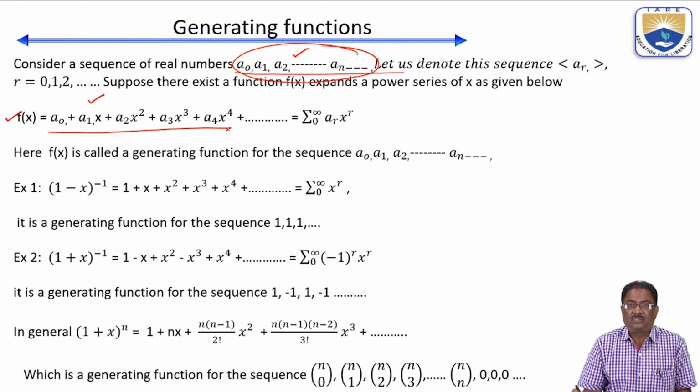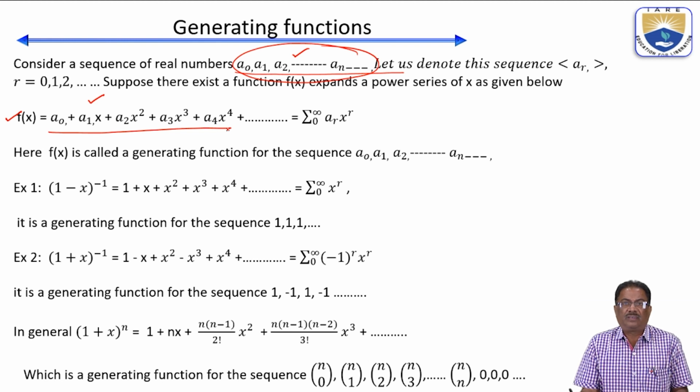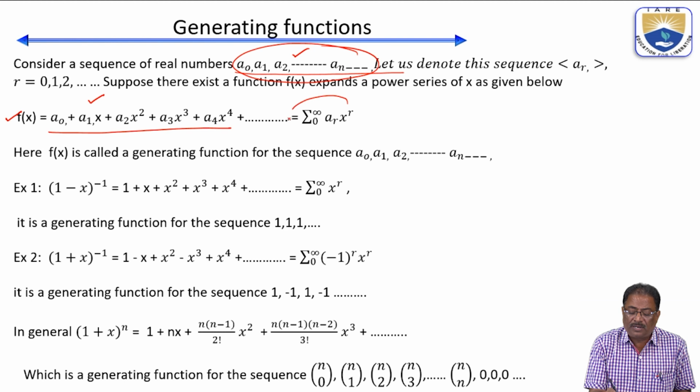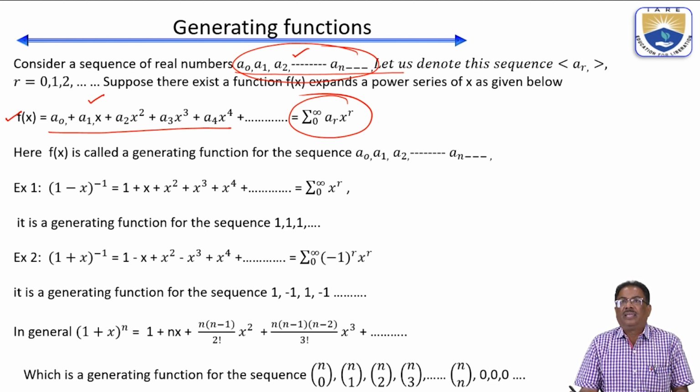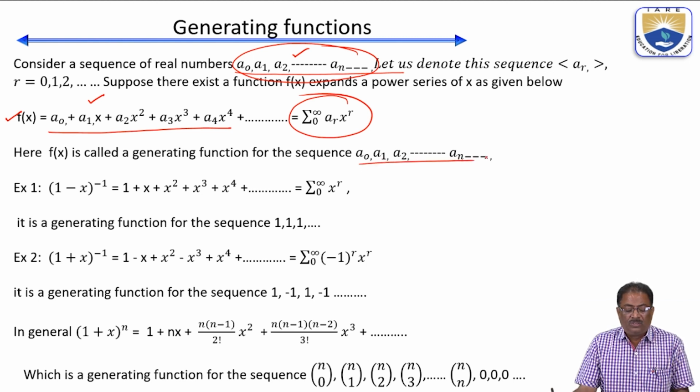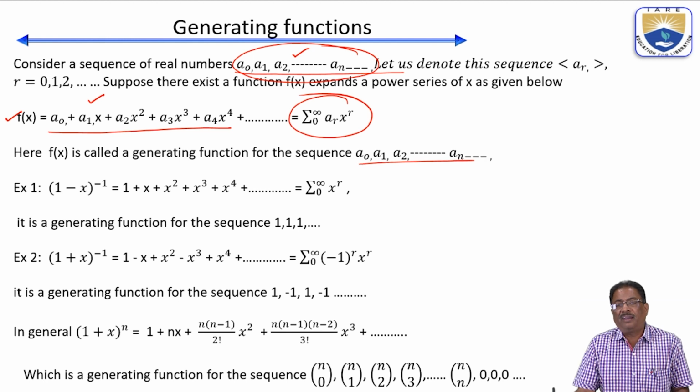So it is a function, f of x equals A0 plus A1x plus A2x square and so on. That can be written as the summation of Ar x to the power of r. Then that is known as a generating function for the sequence A0, A1 and so on. Now suppose I take an infinite series.